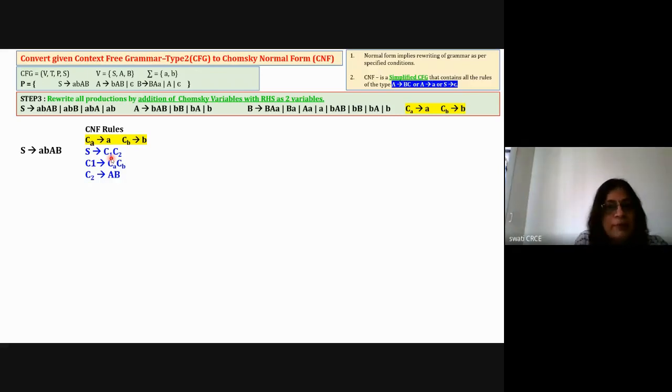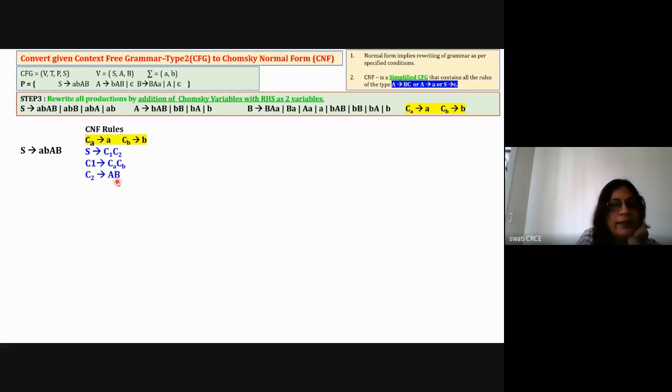I'm using proper naming conventions and using the names of the variables as capital C, and I'm numbering them as 1, 2, 3, 4. So these are the subscripts, but it is actually a single variable on the left hand side, and the right hand side is having two variables. So have you understood? This is only the trick, and you just have to rewrite the grammar. Now I think you can solve the problem.